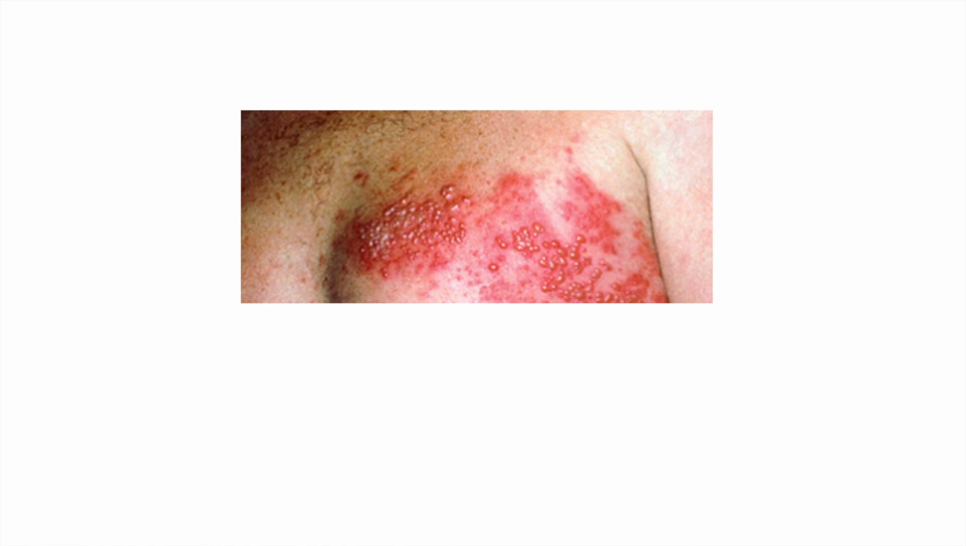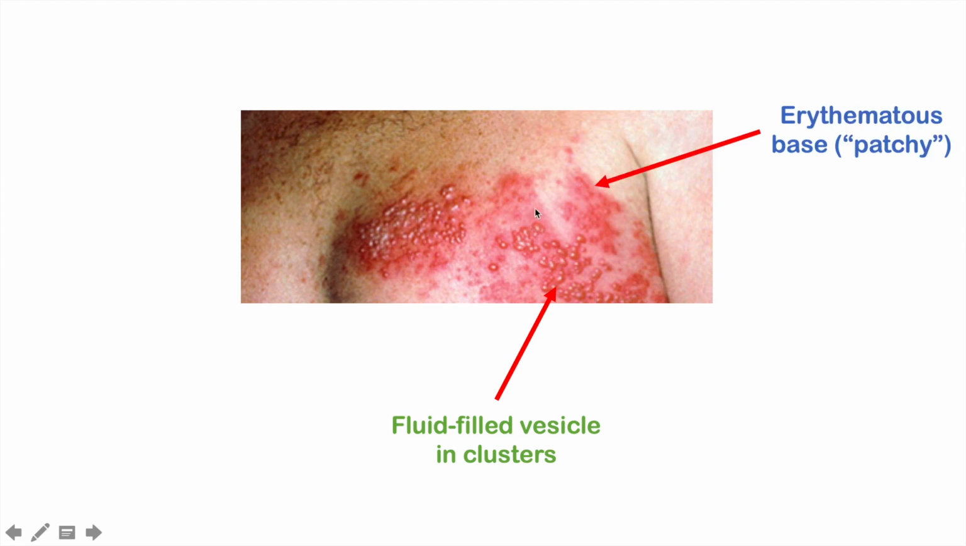So here's an image of an acute eruptive phase of shingles. As you can see, there are fluid-filled vesicles that are generally in clusters. So they're clustered in groups. And they are all on top of an erythematous base. And the erythematous base can be described as patchy. So it's not completely filled. This dermatome is not completely filled with an erythematous base, but it's kind of patchy. So we see fluid-filled vesicles in clusters on an erythematous patchy base. And here is the midline of the individual.